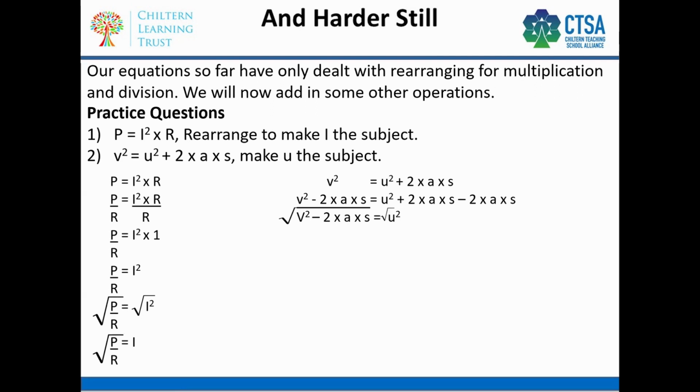Now the square root of u squared simplifies, so we can turn that into the square root of v squared minus 2 times a times s is equal to u. Now, if you wanted, you could simplify the left-hand side of the equation further, but really in a science exam, there's no need to. As students will be using scientific calculators, they can just input all their numbers into that equation with the squares and the square roots in the right places, and they will get an answer. So I wouldn't encourage any further simplification from that altering of the expression, altering of the subject.